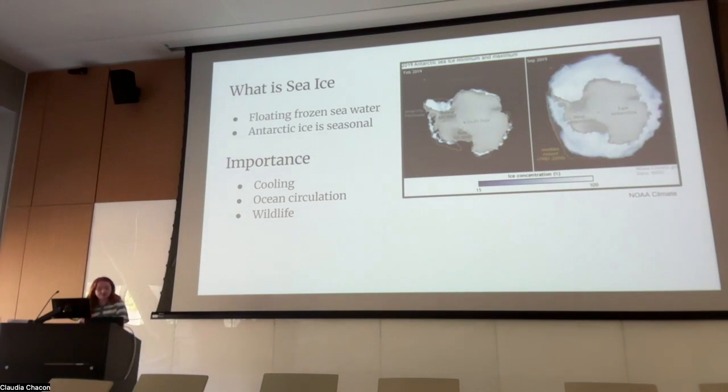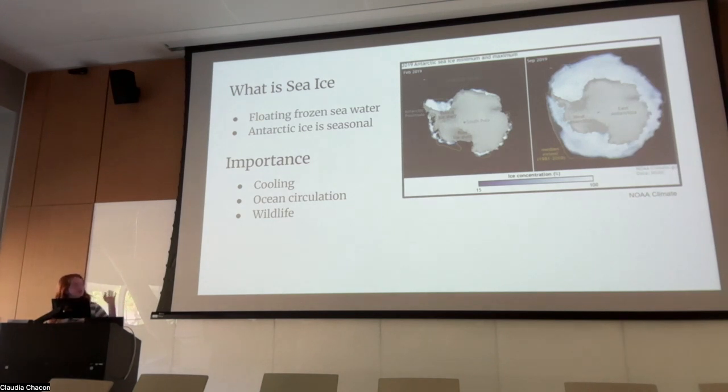Starting off with what Antarctic sea ice is. Antarctic sea ice is frozen, floating ocean water that floats on the surface of the sea. It differs from icebergs, which originate on land. Antarctic sea ice is unique as it is seasonal and most of it melts in the summertime.